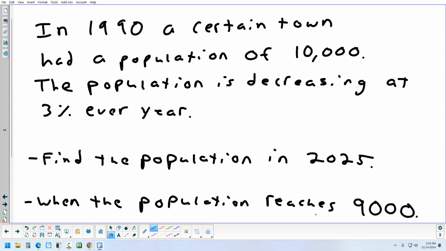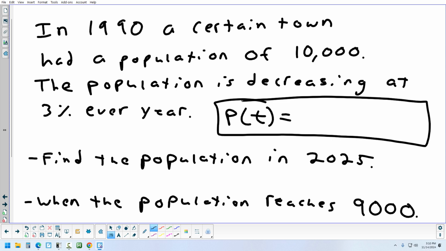All right, so in 1990, we had 10,000 people in the town, and it's going down at 3% every year. So the first thing we need is a formula. Okay, we need our population as a function of time.